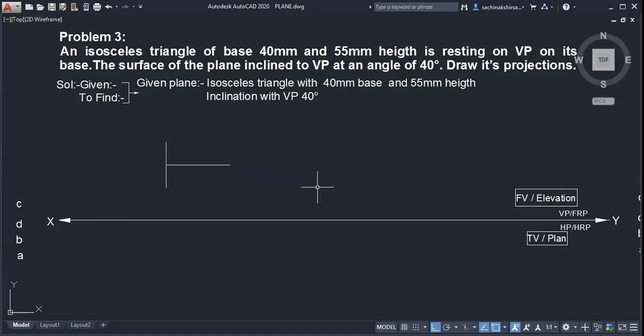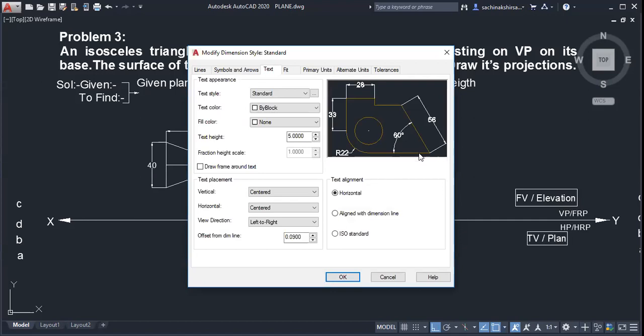Then what do I have to do? I just have to join the corners. If I join this end to this and this end to this, it will be my isosceles triangle. If I give dimensions, how much should it be? 40 and 55. It should be something like this. So you can draw it first.